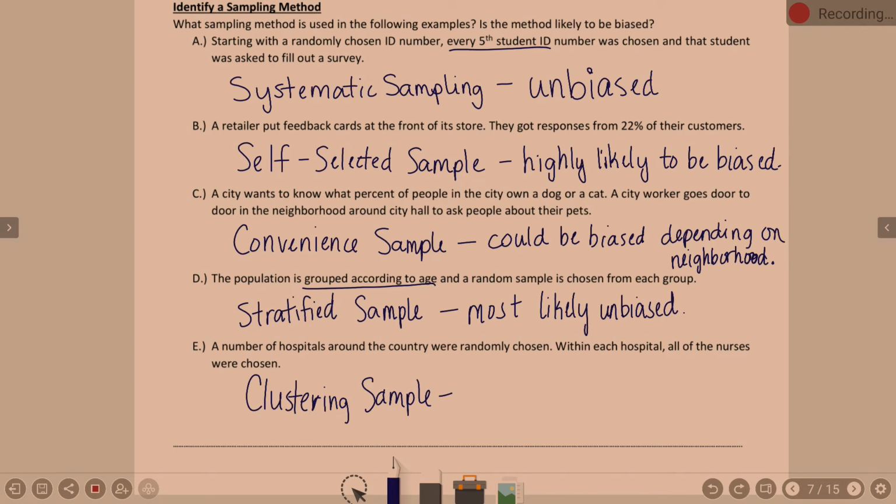So, I agree that it is likely biased. And I'm going to say since only nurses.